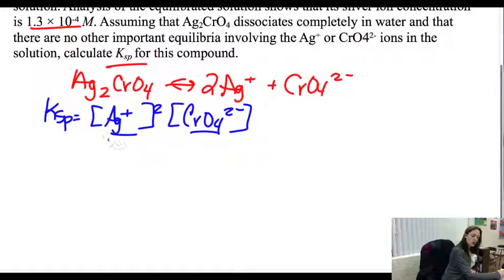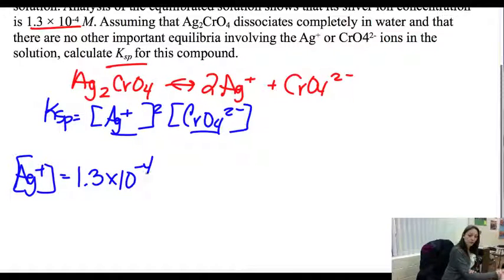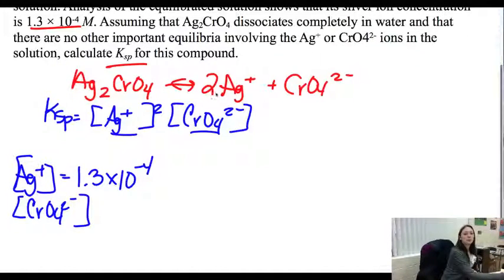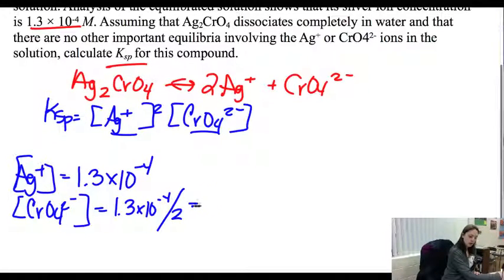So I know that my Ag+ concentration, they tell me in the problem, is 1.3 times 10 to the negative fourth. If I want to know the concentration of CrO4 2-, it's actually fairly easy, because I'm going to make two Ag+, but I'm only going to make one CrO4 2-. So a little bit of stoichiometry tells me that the chromate ion is going to have half as many ions as my silver. So I take my silver and divide by 2, which is going to give me 6.5 times 10 to the negative fifth.